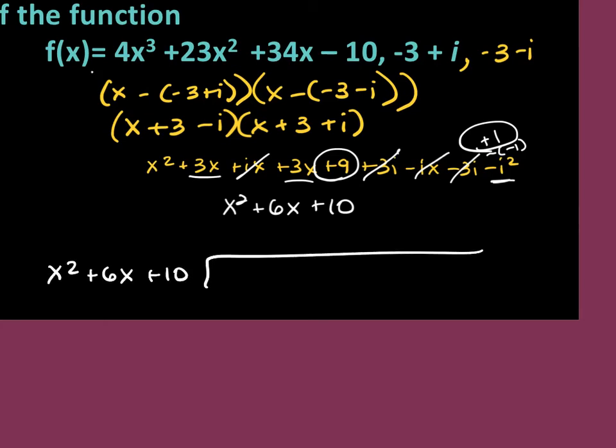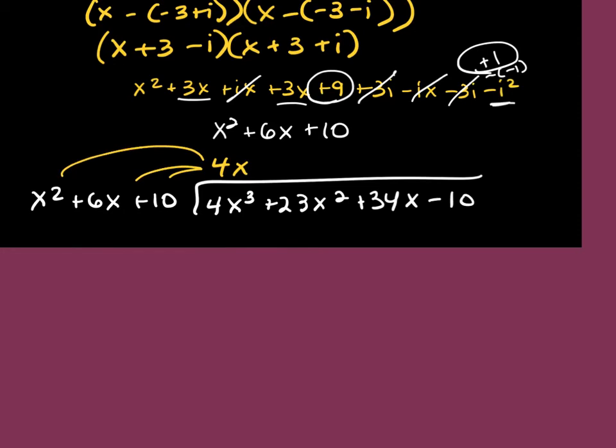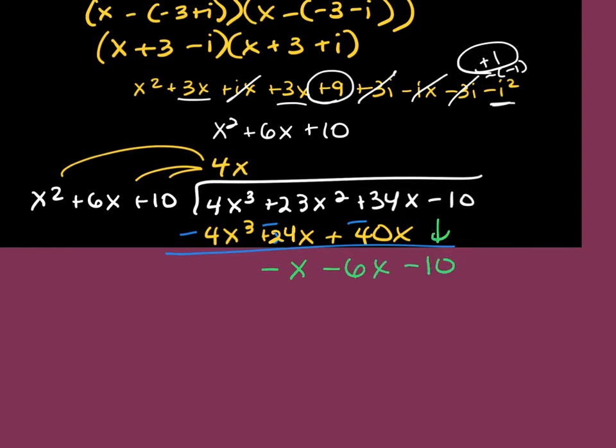It's the divisor, and this goes underneath: 4x to the third plus 23x squared plus 34x minus 10. 4x here, and I multiply it times all three. 4x to the third plus 24x squared plus 40x. Wait, sorry, this should be 24. Change your signs. And I get negative x squared minus 6x minus 10.